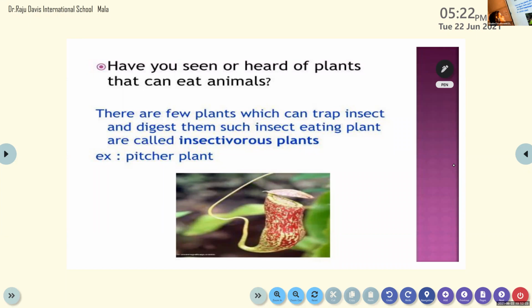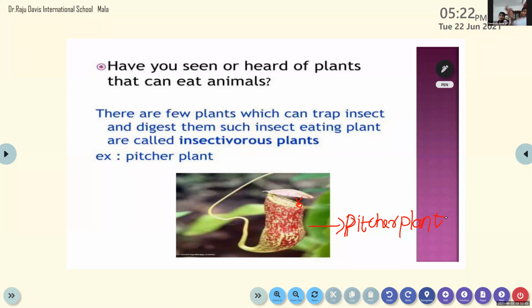Students, there are few plants which trap the insect and digest them. Suppose there is an insect here. You just imagine this is our insect. If an insect is sitting on the pitcher plant, what happens? This plant is known as pitcher plant. Pitcher plant is an example of insectivorous plant.